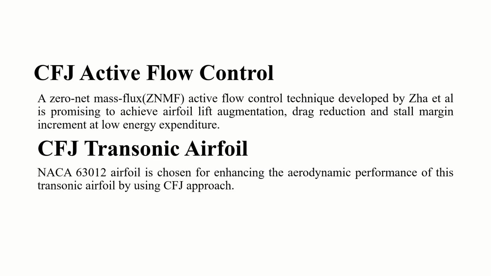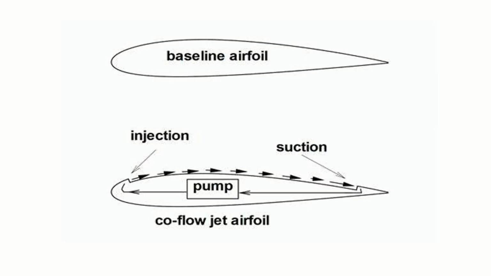So CFJ is a zero net mass flux active flow control technique, which is promising to achieve airfoil lift augmentation and drag reduction. Particularly, the NACA 63012 airfoil is a subsonic airfoil. We have chosen to study this in the transonic regime to increase the aerodynamic performance of this subsonic airfoil. So this is our comparison between the baseline airfoil and the co-flow jet airfoil.